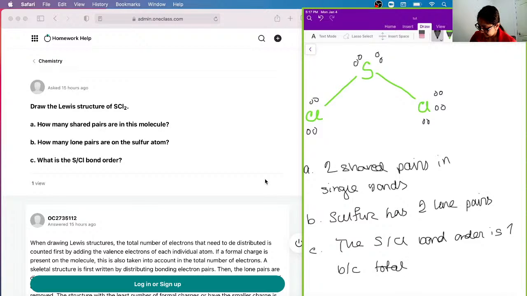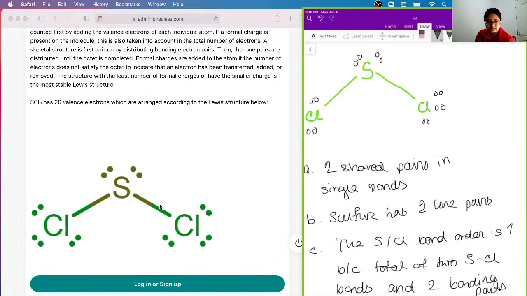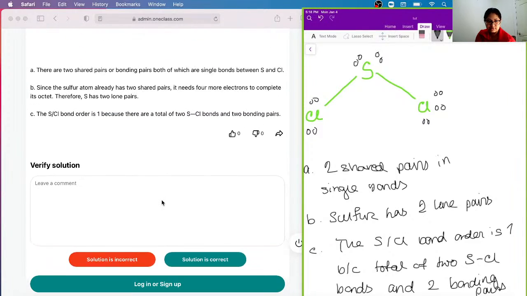So bond order is 1, because there are a total of two sulfur and chlorine bonds and two bonding pairs. And so this is the answer.